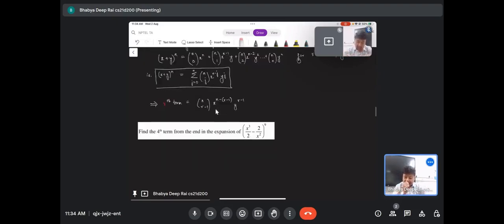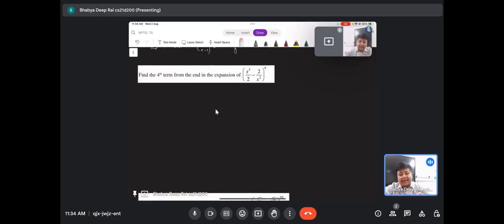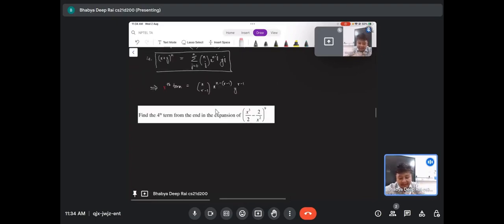Okay, good. So the question says the following: find the fourth term from the end in the expansion of x cubed by 2 minus 2 by x squared, whole to the power 9. One way to do it would be to keep expanding using the binomial expansion, but we know something more clever. We know how to find the rth term, right? Now my question would be, what is r here?